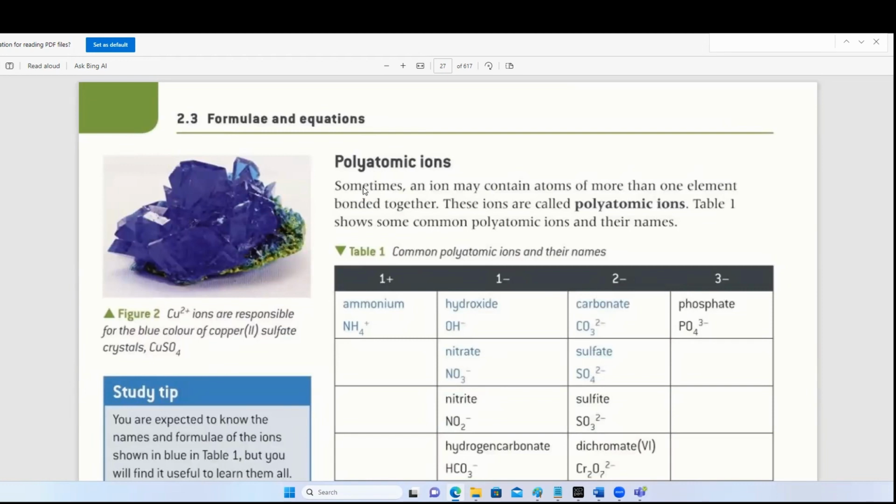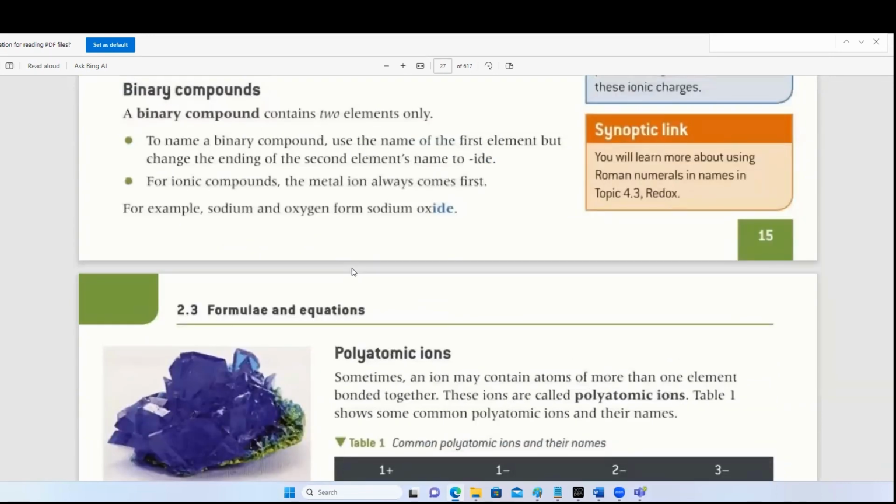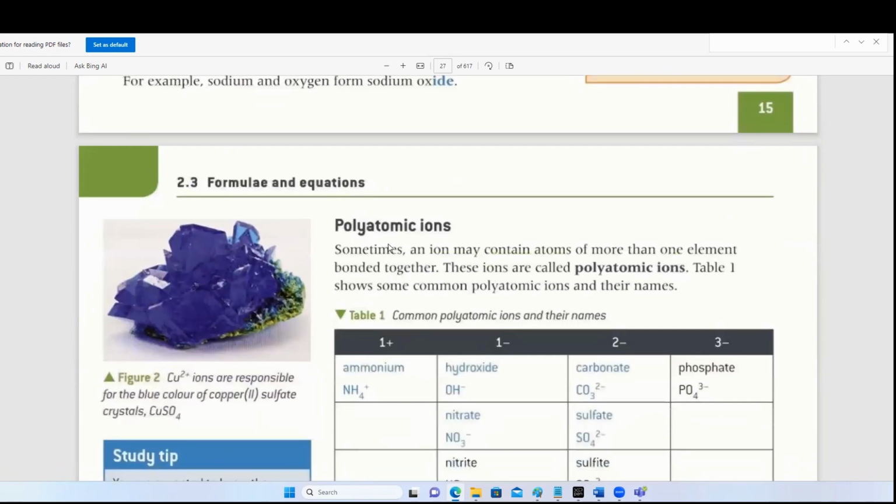So an ion that contains more than one element. Is a binary compound a polyatomic ion? No, because it is not an ion. It has no charge. Polyatomic ions have more than one element, and they also have a charge, because ions are things that have charge. I used to call them radicals because in my book it was radicals at one time, but in your book it is called polyatomic ions.